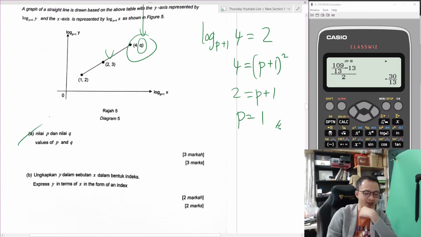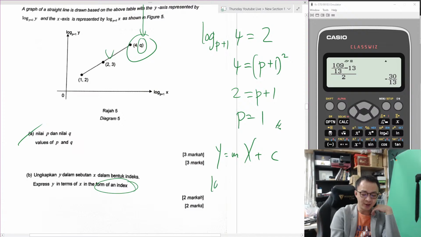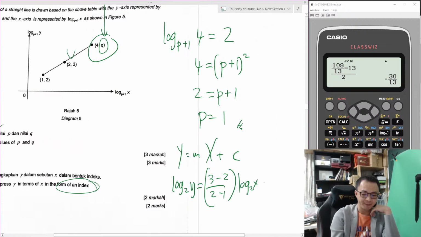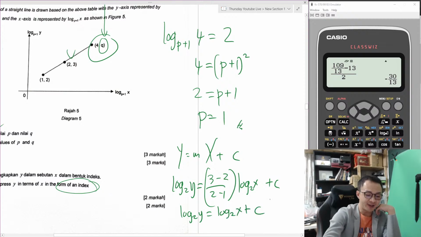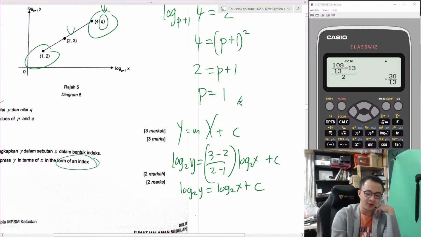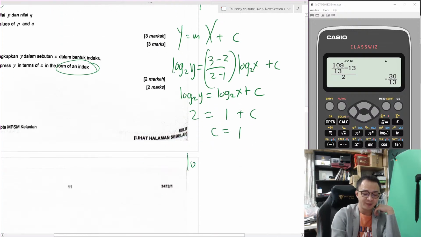Then express y in terms of x in the form of an index. So this one, they actually want an index form. It's kind of weird, but let's try our best to do. Okay, so y equals to mx plus c. My y is log 2y. My m is 3 minus 2 over 2 minus 1. My x is log 2x plus c. Alright, this is 1. The gradient is just 1. So log 2y equals to log 2x plus c. So I have to find the c. I sub in any coordinate I want. Let's say I sub the 1, 2 into here. 2 equals to 1 plus c. c equals to 1. Alright, so after I got it, I can form the equation now.